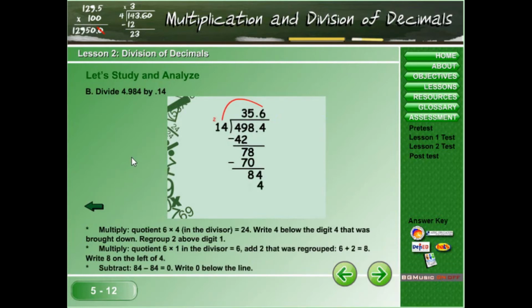Regroup 2 above digit 1. Multiply. Quotient 6 times 1 in the divisor equals 6. Add 2 that was regrouped. 6 plus 2 equals 8. Write 8 on the left of 4. Subtract. 84 minus 84 equals 0. Write 0 below the line.